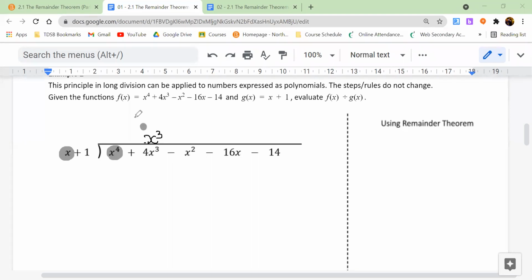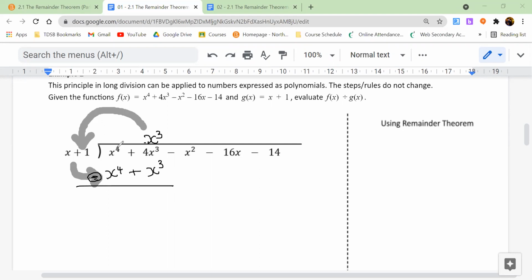Okay. So x to the power of 3 multiplied by this entire binomial should give you x to the power of 4 plus x to the power of 3. And subtract. x to the power of 4 minus x to the power of 4 is a 0. I'm not going to write it. 4x cubed minus 1x cubed is 3x cubed. And you're done. What's next?